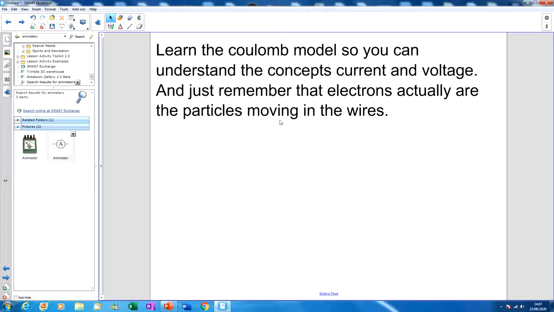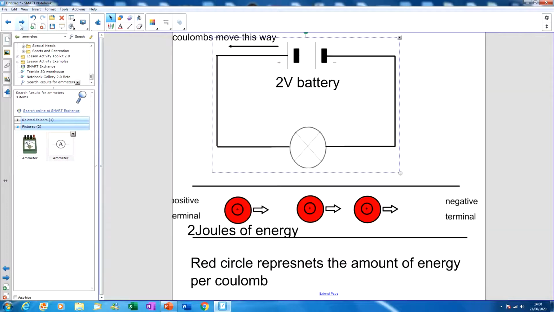So we can talk about coulombs of charge moving and coulombs of charge carrying energy. So coulombs are the main thing to process questions with, and then to work out voltages and currents. But just bear in mind that electrons are the actual particles, because if you go on and study science further, that becomes more and more important.